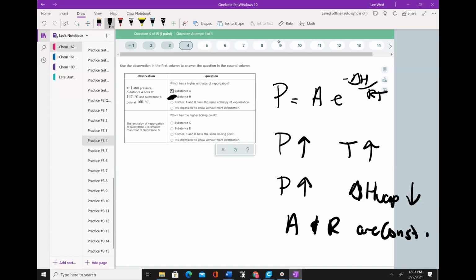Okay, then it says the enthalpy of vaporization of substance C is smaller than that of substance D. So it's really saying that it takes less energy to vaporize C than it does D. So then it asks which has the higher boiling point. And so what we're going to see here, the enthalpy of vaporization of C is smaller than that of D. So D must have the higher boiling point. So as one goes up, the other property goes up.